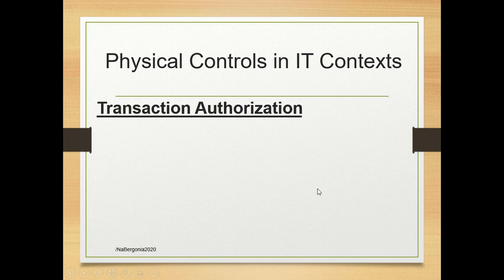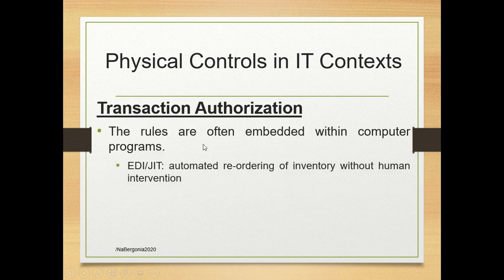So, we have transaction authorization. So, the rule should be embedded in the computer. An example would be automated reordering of inventory without human intervention. So, in transaction authorization, we could automate approval through email or even approval by clicking some sort of buttons in the computer by some authorized people to proceed. There is no need to pass it through some other level, for example a signature.